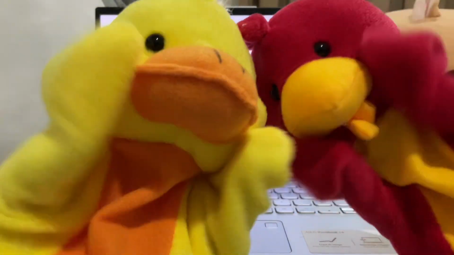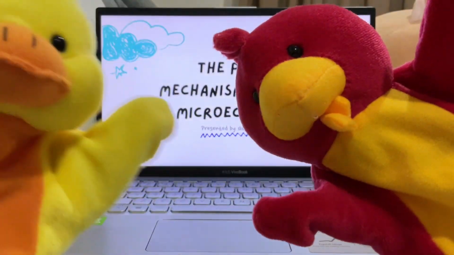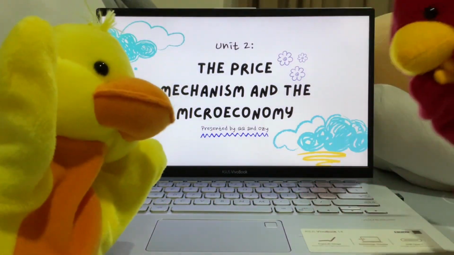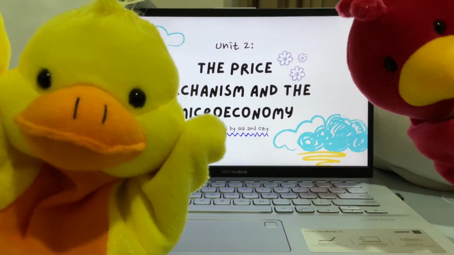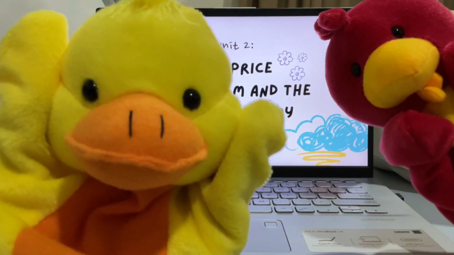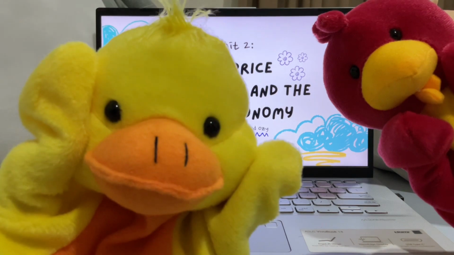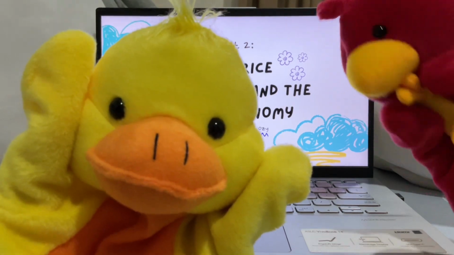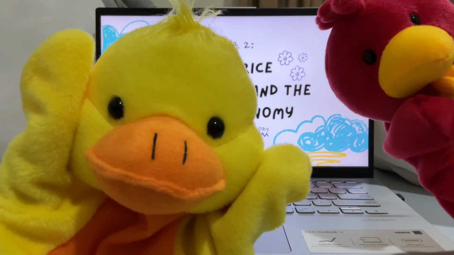Drum roll, please. Bam! The price mechanism and the microeconomy. Yay! Now, before we begin, this unit has 5 chapters: Chapter 7, Chapter 8, Chapter 9, Chapter 10, and Chapter 11.